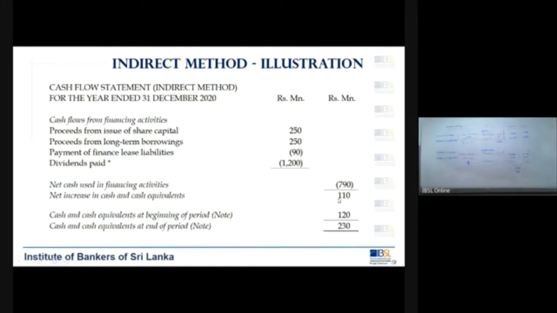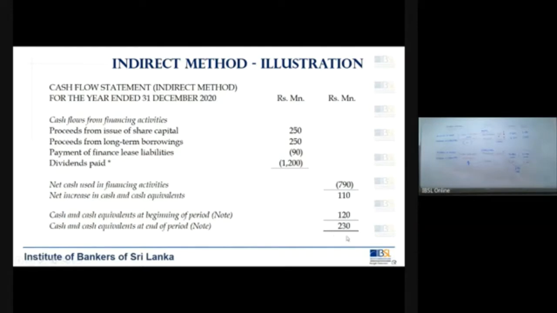And to that 110, you add the cash and cash equivalent at the beginning of the year. That is, if your financial year ends at 31st December 2018, to the net cash flow position, you add the cash position you had at 1/1/2018. So when you add it, you get the cash and cash equivalent at the end of the period.